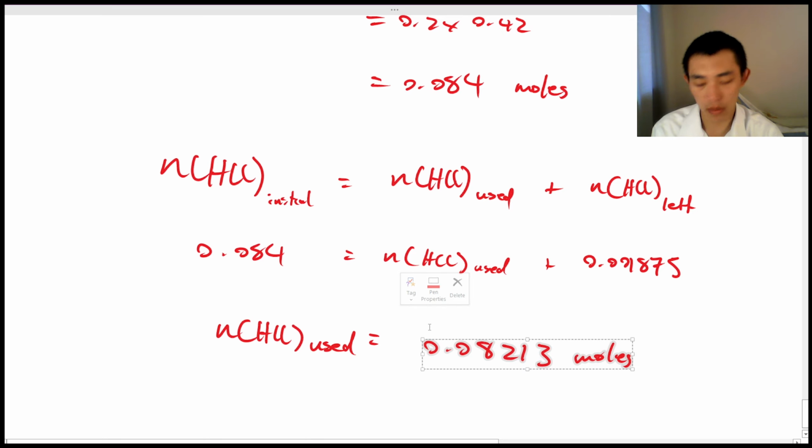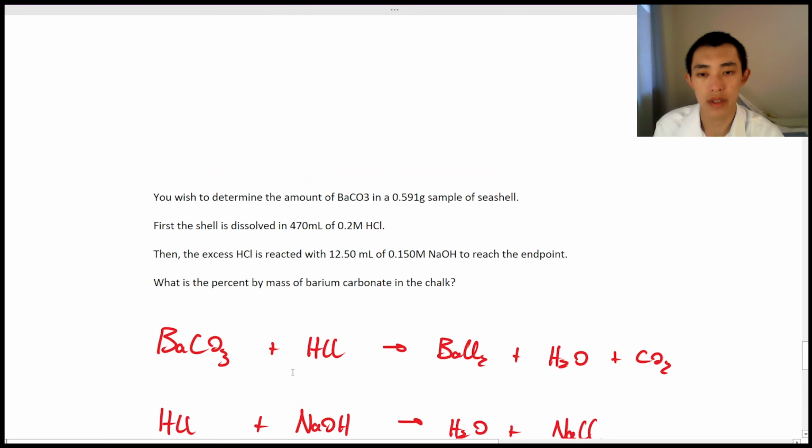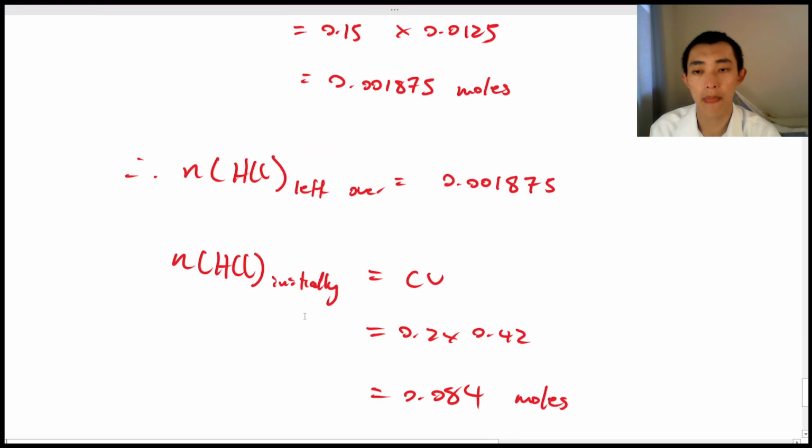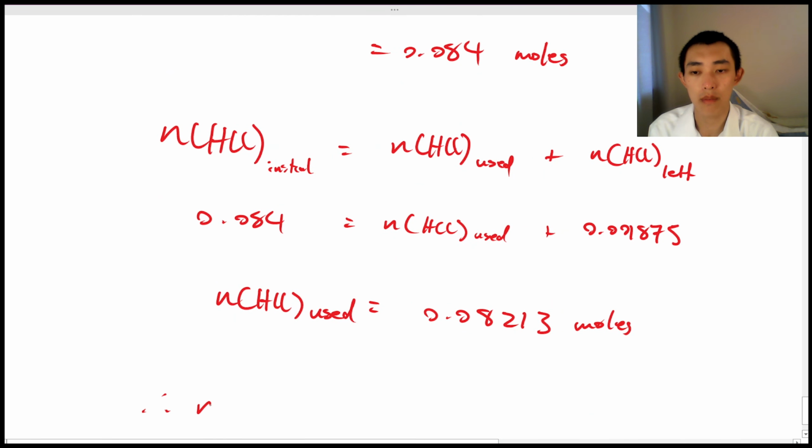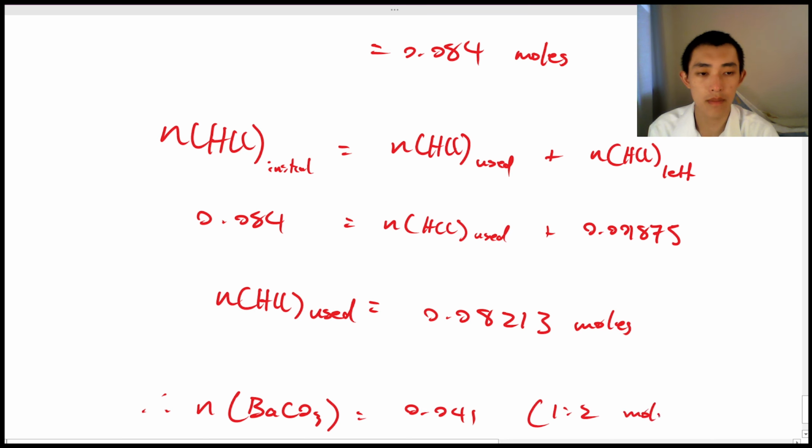So this number of moles we can go ahead and put underneath this one. That's how many moles of HCl that we used. I forgot to balance this equation. So the number of moles of barium carbonate, if we think about the molar ratio, should just be half of this number. It should be 0.041. So the moles of barium carbonate is equal to 0.041, a 1 to 2 molar ratio.